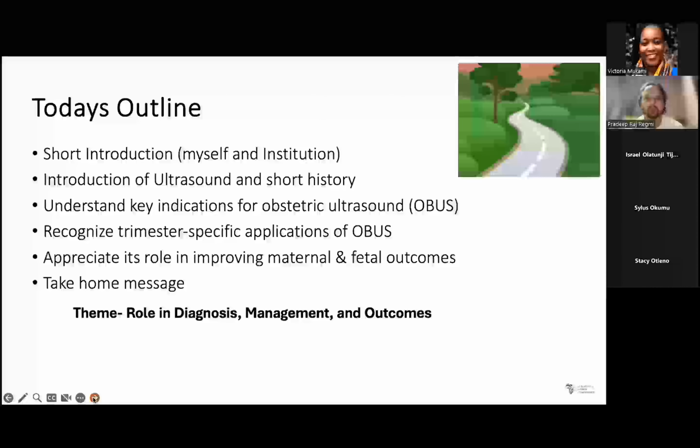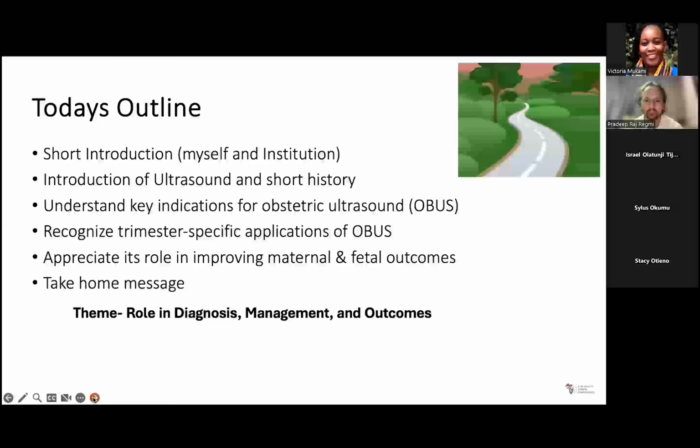So let's move on. Today's outline will be a short introduction about myself and my institution, a short history of ultrasound and how it works, understanding the key indications of obstetric ultrasound in clinical practice, and recognizing the trimester-specific applications of obstetric ultrasound, what clinicians need in each trimester so that it will benefit patient management. Then appreciating the ultrasound role in improving maternal and fetal outcomes, and lastly, take-home message. I'll be discussing this within the 40 minutes of my lecture.